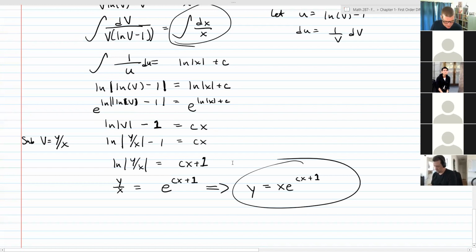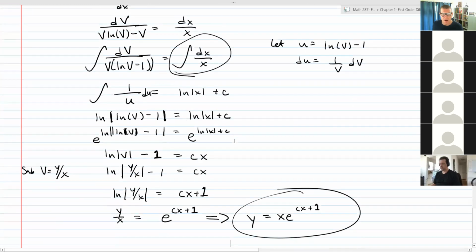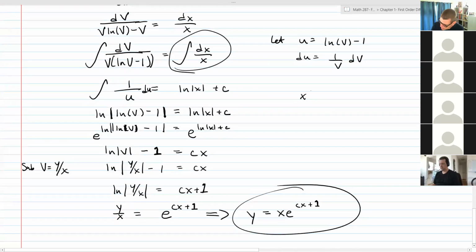The DE would be problematic. They really should have stated that x is greater than 0. That would be the best route. So we should say that x should be greater than 0 because the DE needs to be defined everywhere. All right. Any questions?